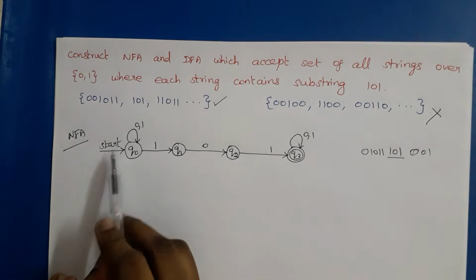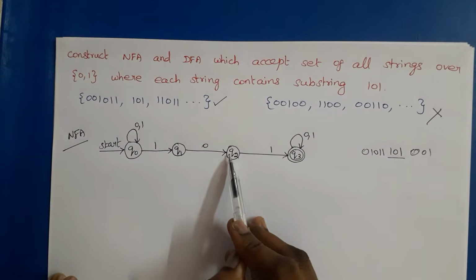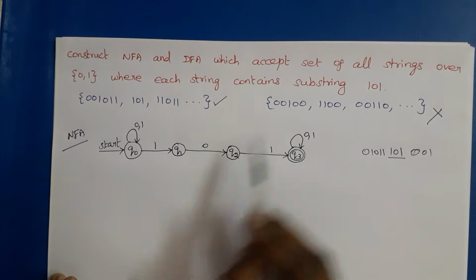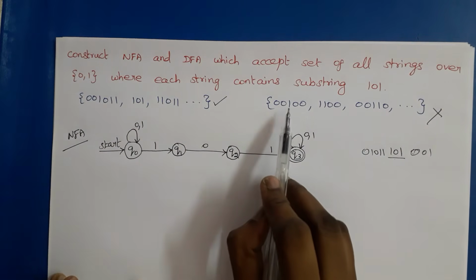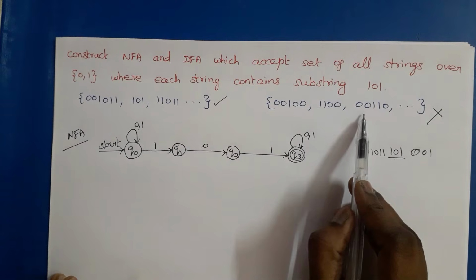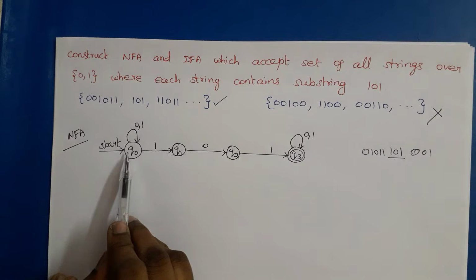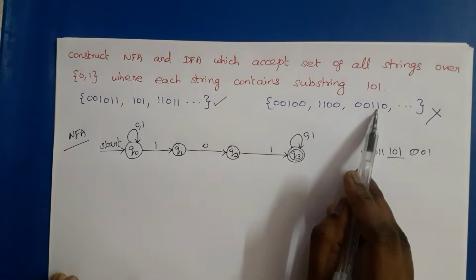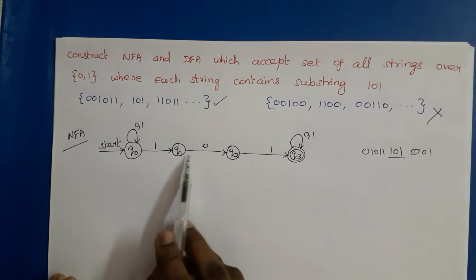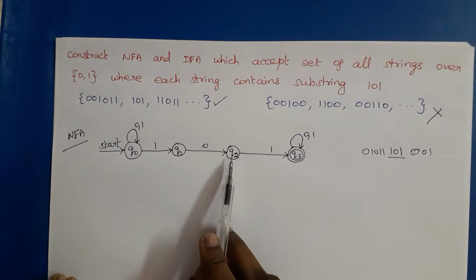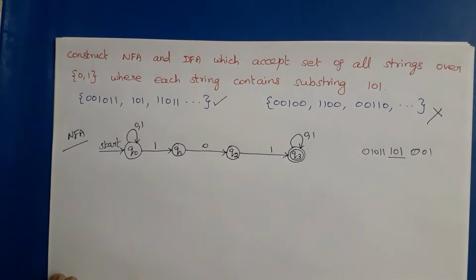Similarly 00100: 0010, but for the final 0 there is no transition from Q2, so this input string does not reach the final state. This is rejected by our NFA. Similarly, consider 00110. 001, then for the fourth symbol it can go to state Q1, then for 0 it can go to Q2. But since Q2 is not a final state, this string is also rejected by our NFA.